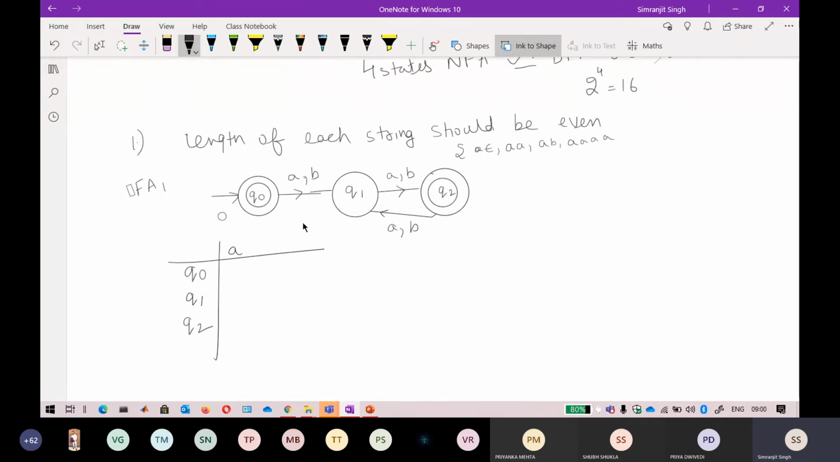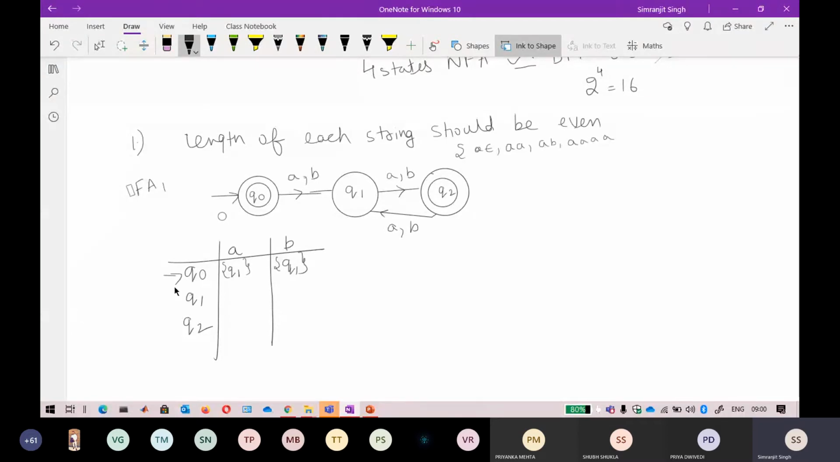Okay, so you can directly do that, but for that you need some practice. After that you can convert it. So this is the DFA. Q naught on A is going towards Q1, and Q naught on B is going towards Q1. Okay, so if you clearly look at this, this is your DFA.